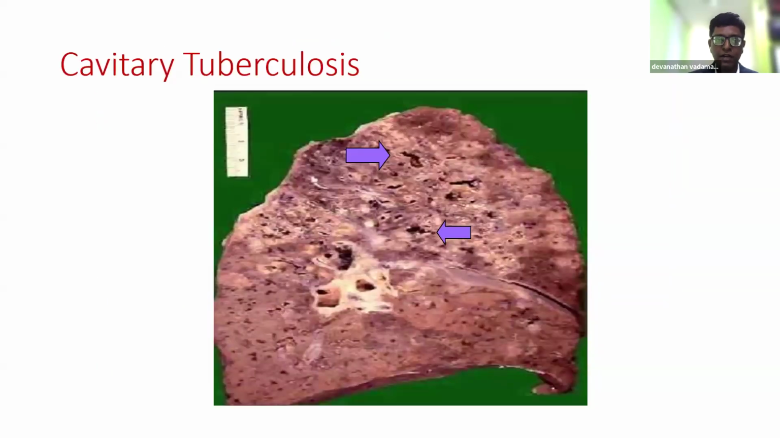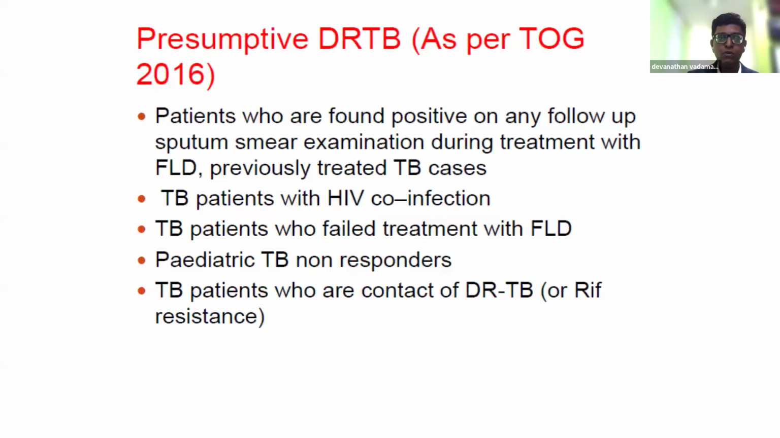Here I've shown an image of cavitary tuberculosis. The infection spreads through the aerosol route, and in the lung, as you can see, it puts a hole in the lung. The cavity that you see is literally a hole in the lung. So this is for drug-sensitive TB, what I was saying.